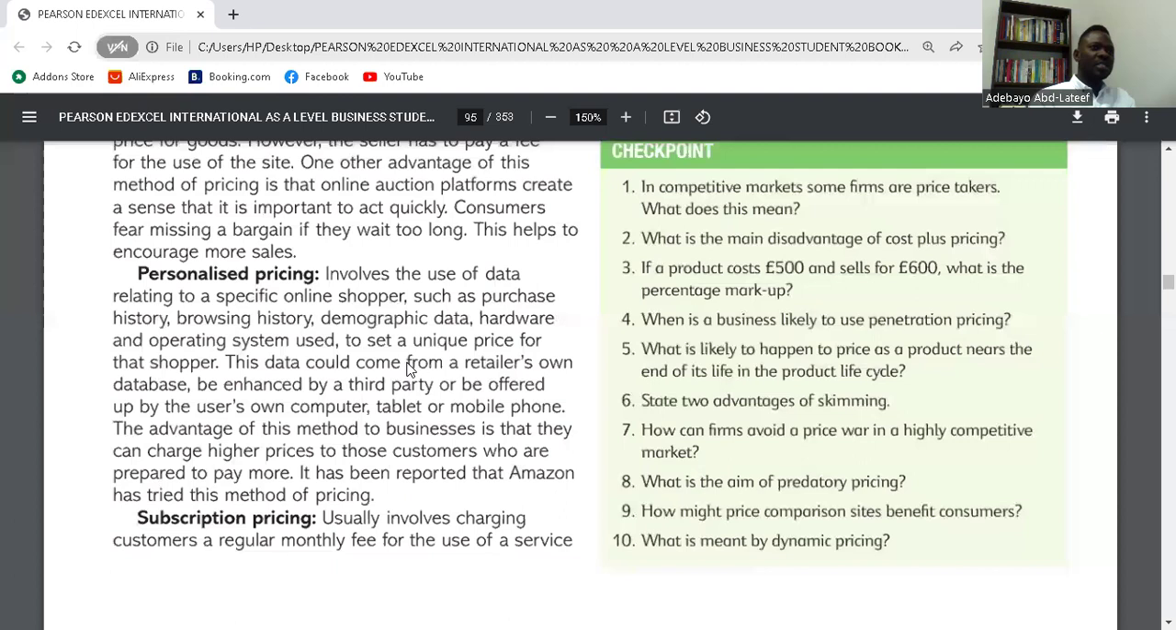For personalized pricing, you get to know through information, data of past customers, those who are willing to pay, those that you know are capable of paying a certain price, those you know that always challenge prices. You have their database, then you charge them based on that. So whenever those customers come, those that do not challenge prices, you sell to them at a higher price. But those you know that will challenge price, you sell to them at a lower price. That's personalized pricing. Is it clear? Is it clear, please? Yes.